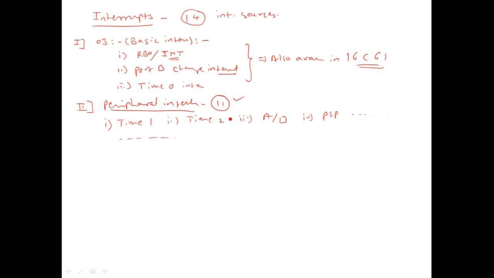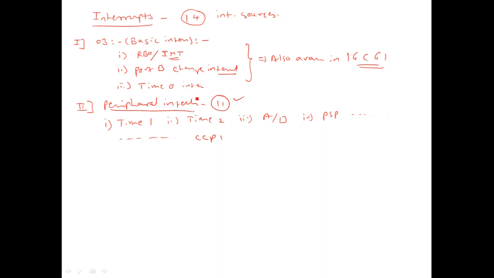Serial interrupt, capture, compare and PWM modules interrupts, 1, 2, etc. So there are 11 such interrupts associated with 11 functional blocks. All these interrupts together are called peripheral interrupts.